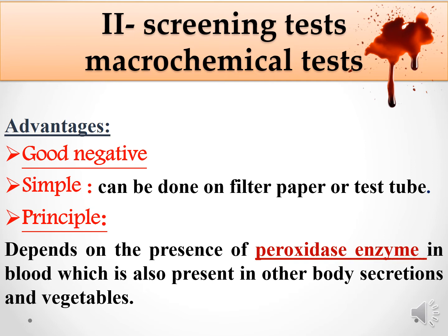So the advantage is good negative, as the principle of these tests depends on the presence of peroxidase enzyme, which is not only present in blood, it may be present in other body secretions and vegetables. So this screening test is a preliminary test, and needs a confirmatory test after it.